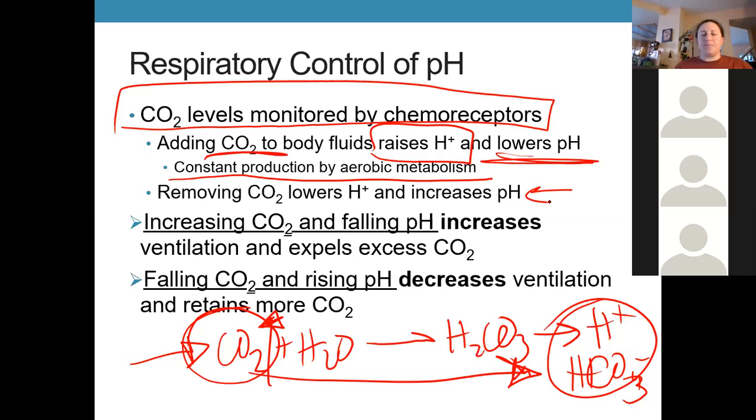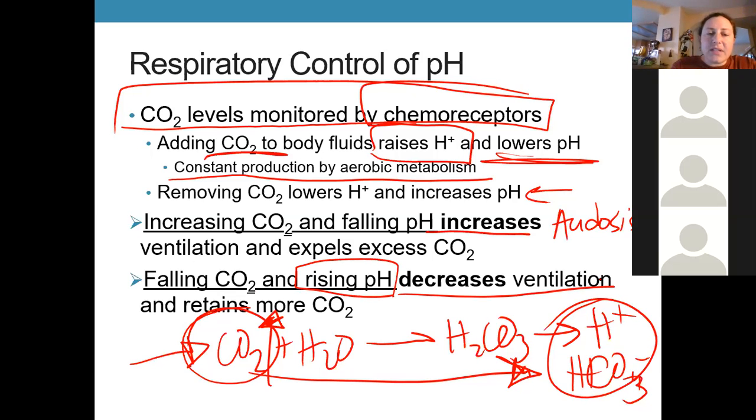and a lower pH. So when we have increasing carbon dioxide levels and a decreasing pH, so acidosis, our chemoreceptors trigger an increase in ventilation and we breathe off more carbon dioxide. So that's how respiration can control that. The opposite occurs too. If our carbon dioxide levels get too low and the pH becomes too alkaline, we will breathe less. So we have a decrease in ventilation, and that lets carbon dioxide build up and add acid to the system to bring us back to normal.